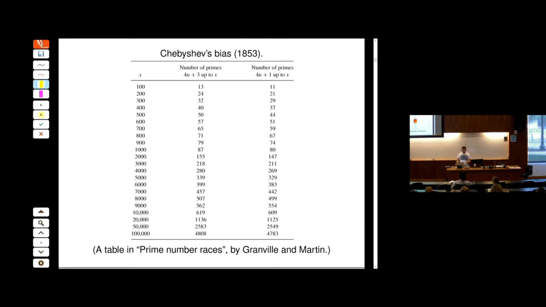So I took this table from an article by Granville and Martin, Prime Number Races, that is fantastic, and I highly recommend it. There is a link on the website for CTNT. Under my header for my lecture, there is a link to notes and resources. And there I have all sorts of links to different papers of different flavors, and this is one of them.